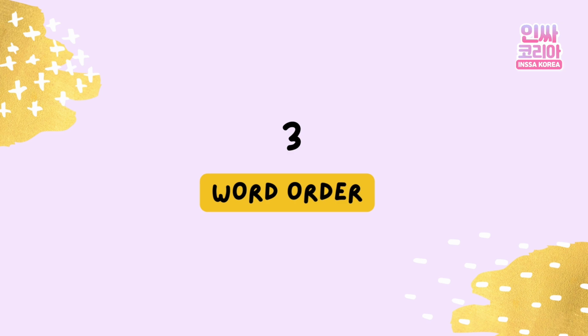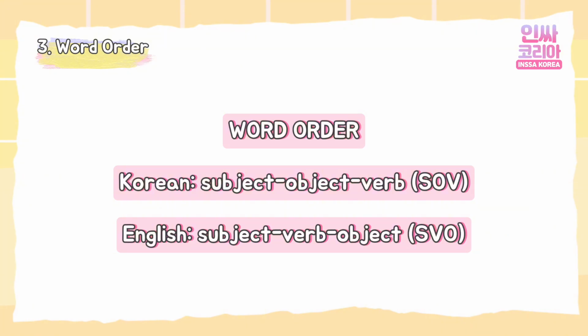Word order. Korean follows a subject, object, verb, SOV word order, which is different from English subject, verb, object, SVO order. And students may often translate sentences directly from their native language, resulting in incorrect word order.